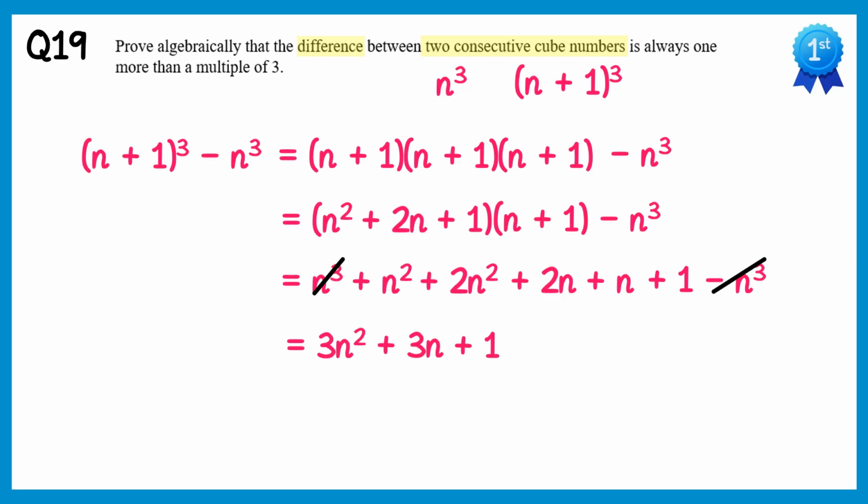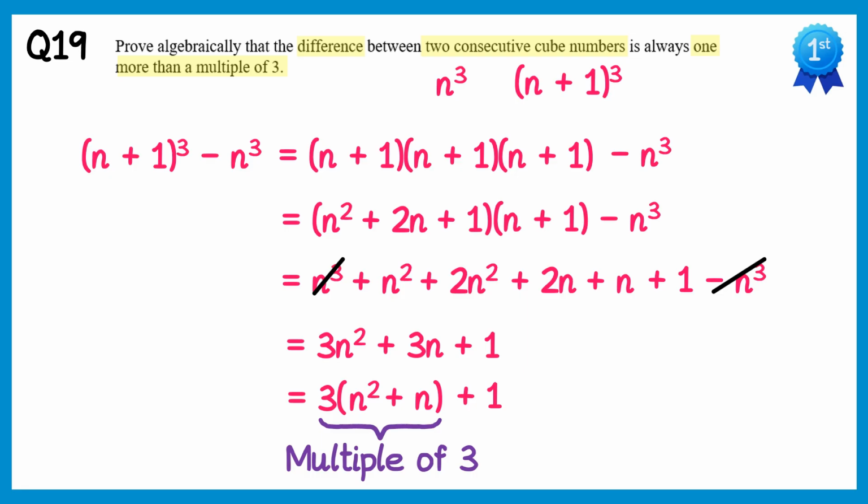The question said we need to show this is always one more than a multiple of 3. Well, you should notice two of these terms have a 3 in front of them, and then we've also got this plus 1 at the end, which is the one more bit. So if we factorise 3 out of those first two terms, we'll get 3 lots of n squared plus n, and then plus 1. Now, if we could factorise 3 out of those first two terms, this bit here must be a multiple of 3. And then if you add 1 to it, it's going to be one more than a multiple of 3. So we've now finished the proof.